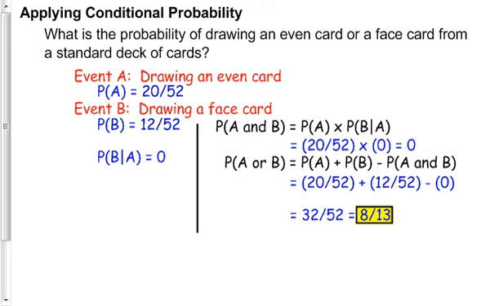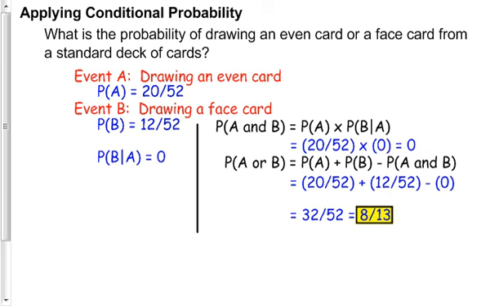The probability of drawing an even card is 20 out of 52. The probability of drawing a face card is 12 out of 52. And the probability of drawing a card that's both is 0. So we add the probability of each individually and subtract out the probability of the two occurring at the same time, which is that intersection. So 20 plus 12 is 32 out of 52, minus 0, and we simplify 32 out of 52 to get 8/13.